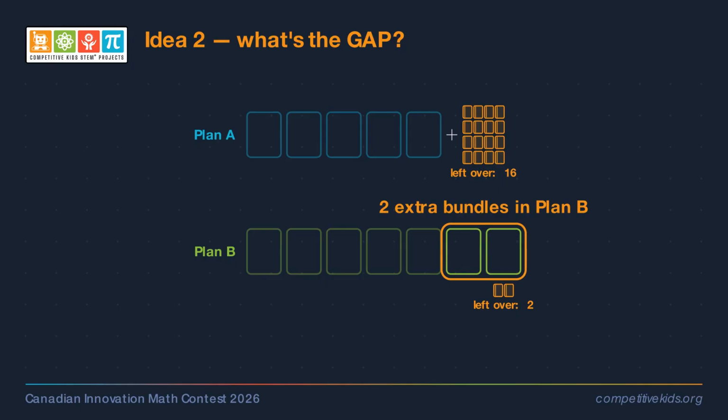Plan A has 5 bundles. Plan B has 7 bundles. So Plan B has 2 more bundles than Plan A. The first 5 bundles match in both plans. The last 2 bundles in Plan B are extras.